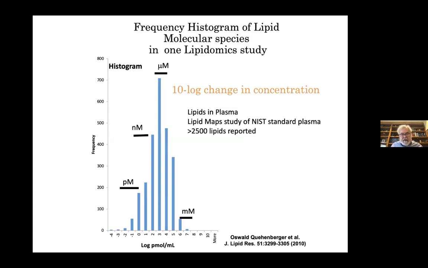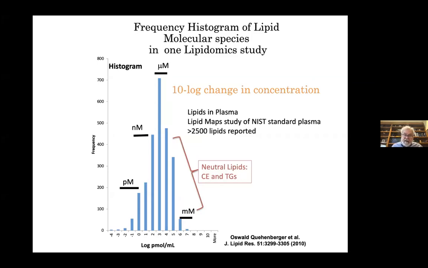This is a compilation of data from the literature, which shows this wide range of concentrations of lipids which can be found in plasma. And the ones which are very high in abundance are these neutral lipids. Cholesterol esters and triglycerides are very, very abundant, so they represent some of the most abundant lipids.